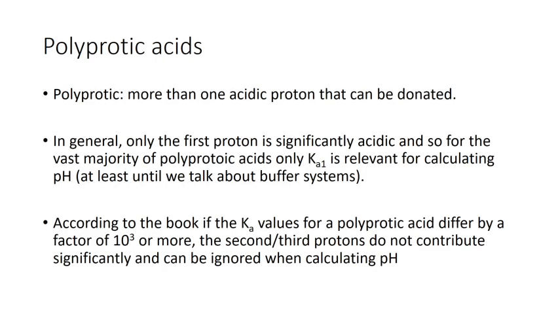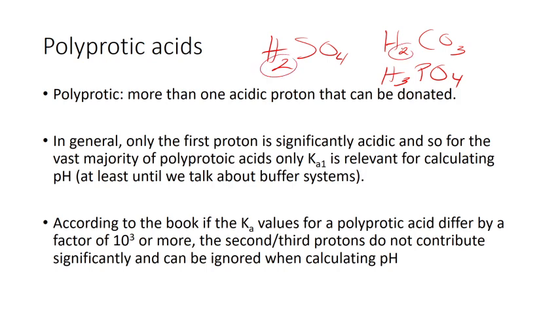Okay, on to polyprotic acids. So what polyprotic acids are, they are acids that contain more than one acidic proton that can be donated, right? Some examples are sulfuric acid, H2SO4, right? Carbonic acid, H2CO3. Phosphoric acid, H3PO4, right? All of these are polyprotic acids, right? Here we have 2 protons, here 2 protons, here 3 protons, right?